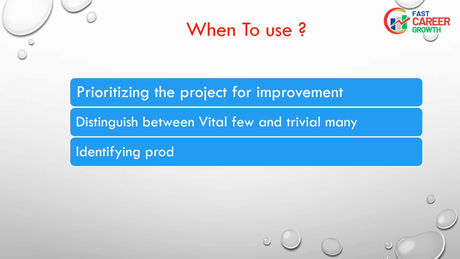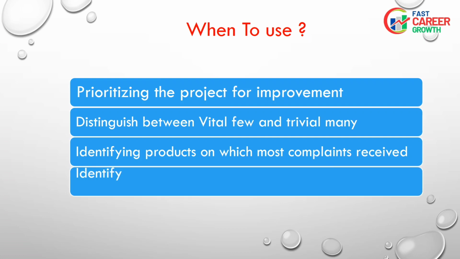Next, identifying products on which most complaints are received. In customer service and product quality management, you can use a Pareto chart to identify which products or services are generating the most customer complaints. By focusing on the products causing the most dissatisfaction, you can prioritize improvements and enhance customer satisfaction.